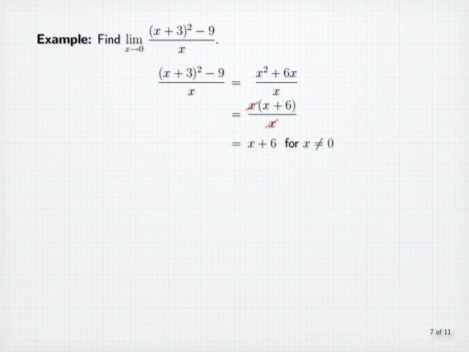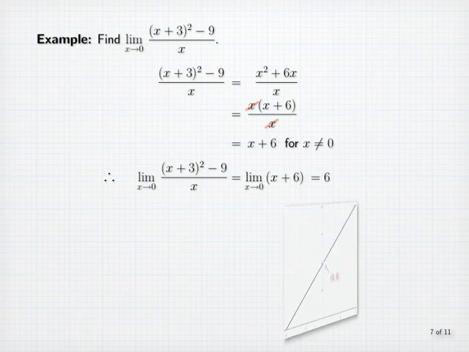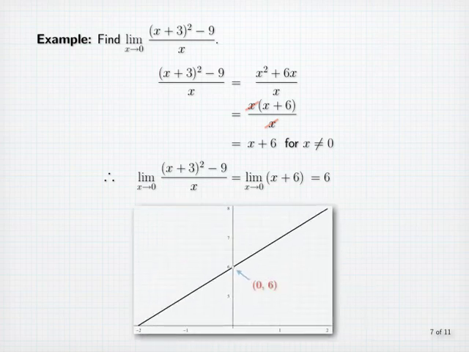Therefore, these functions have the same limit as x approaches 0. So now we can easily see that this limit is equal to 0 plus 6 equals 6. Here's the graph of the original function. Notice that it's just the line y equals x plus 6, but with a hole at the point 0, 6.